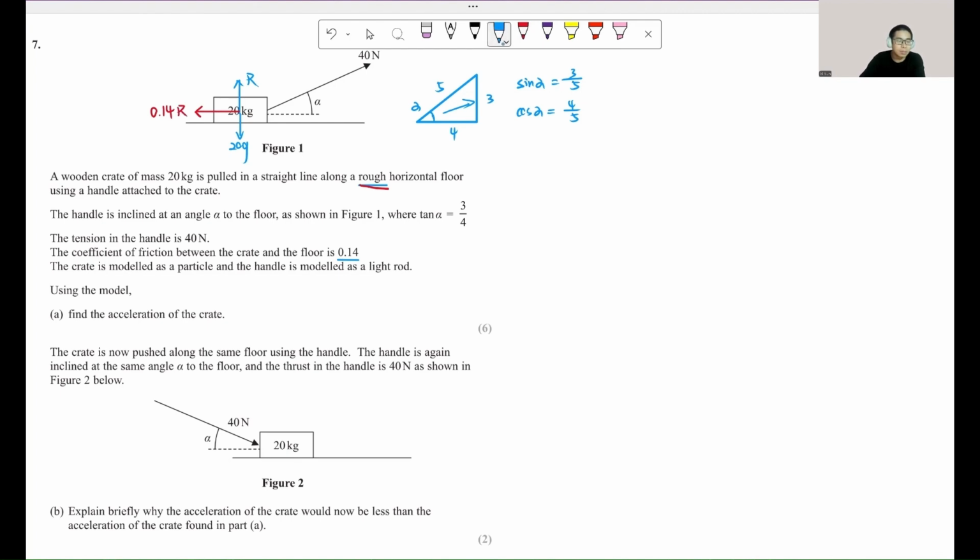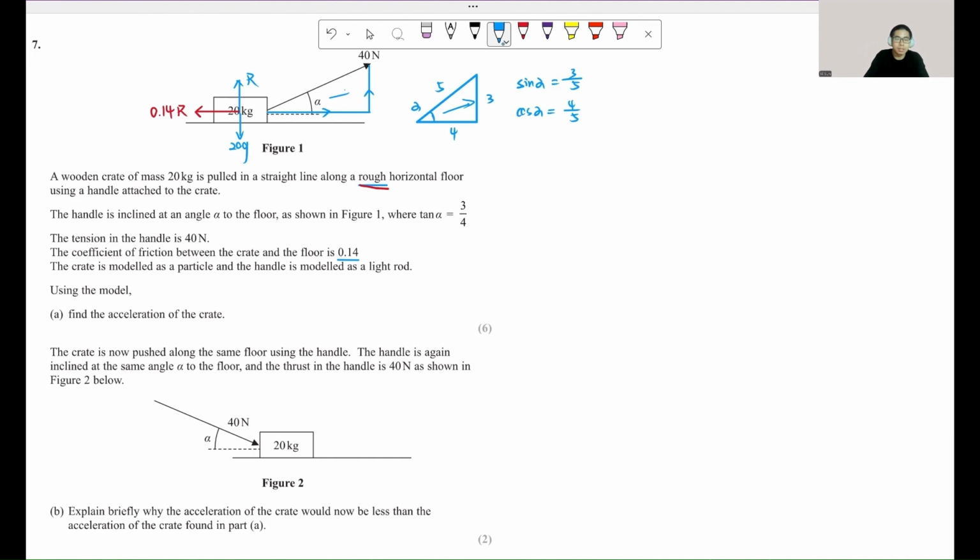The crate is modeled as a particle, and the handle is modeled as a light rod. Using the model, find the acceleration of the crate. Because the particle is moving in the horizontal direction, it's better to resolve all the forces either in the horizontal direction or in the vertical direction. Therefore, we resolve this force, one in the horizontal direction and one in the vertical direction.